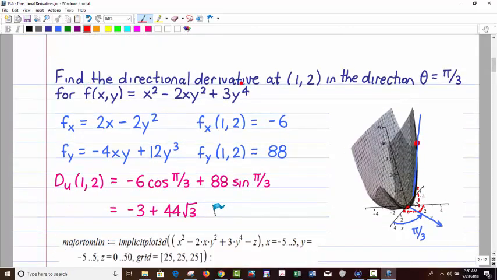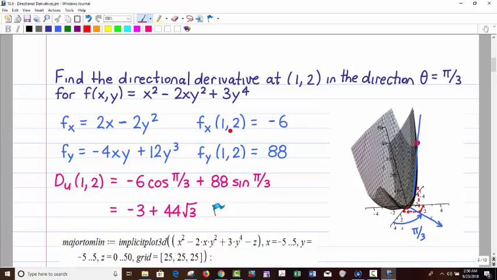Find the directional derivative at the point (1, 2) in the direction of theta equals pi over 3, of the function f of x, y equals x squared minus 2xy squared plus 3y to the 4th. So let's take the partials. With respect to x, it'd be 2x minus 2y squared. And with respect to y, the derivative of y squared is 2y, so it's negative 4xy, and then plus 12y cubed.